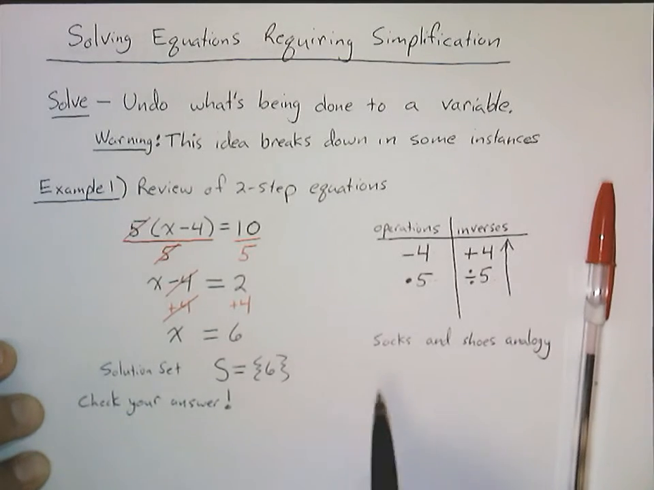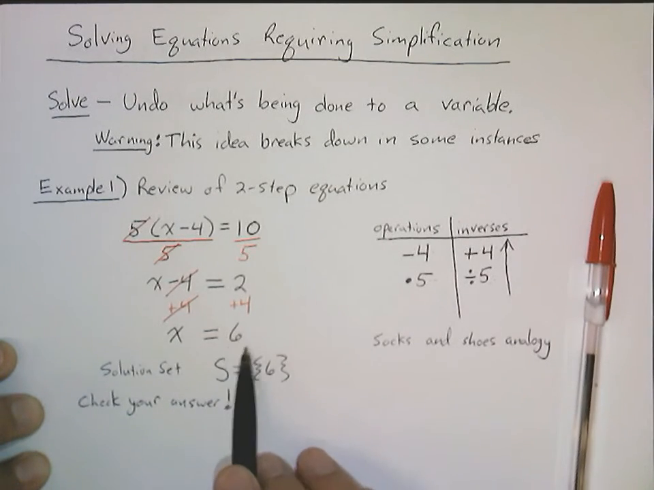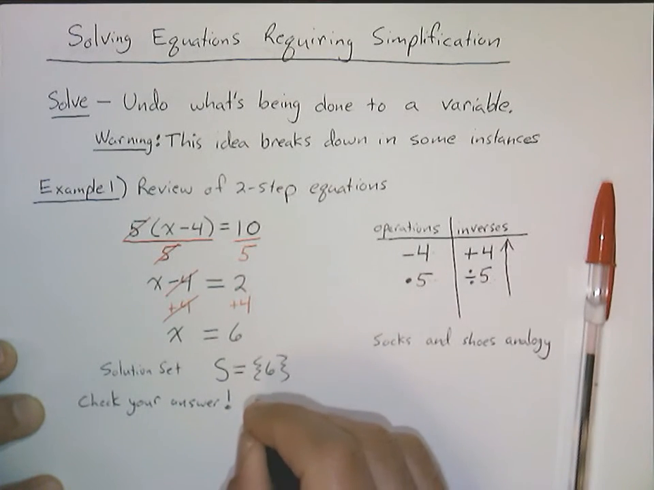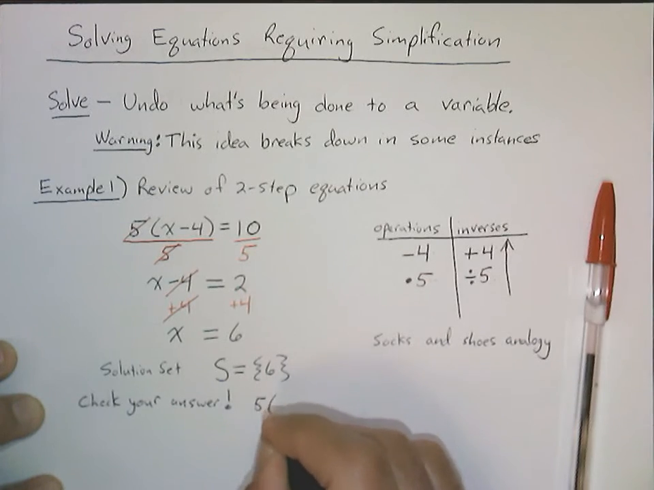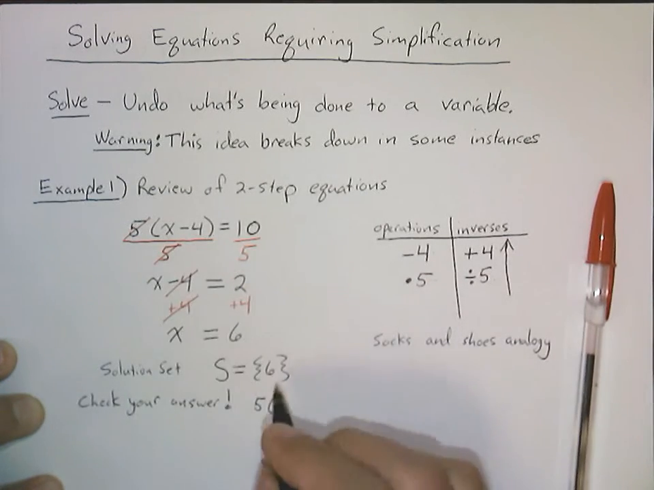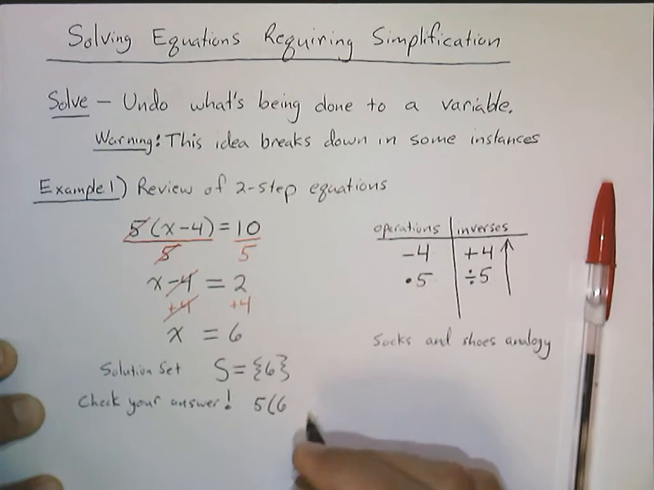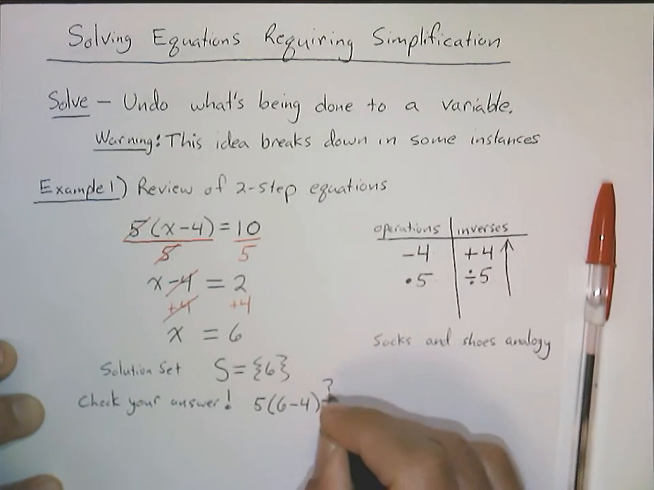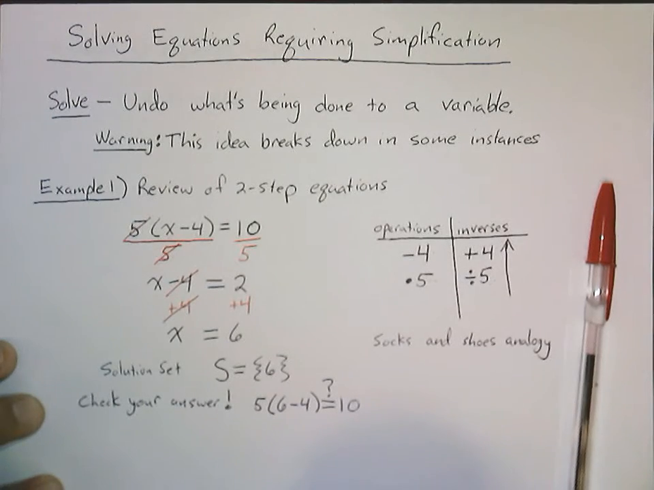And the way you do that is by taking your solution and plugging it back into the original equation and seeing if you get a true statement out. So we ask ourselves, is it true that 5 times the quantity of, plug in 6 for x, minus 4, is that actually equal to 10?